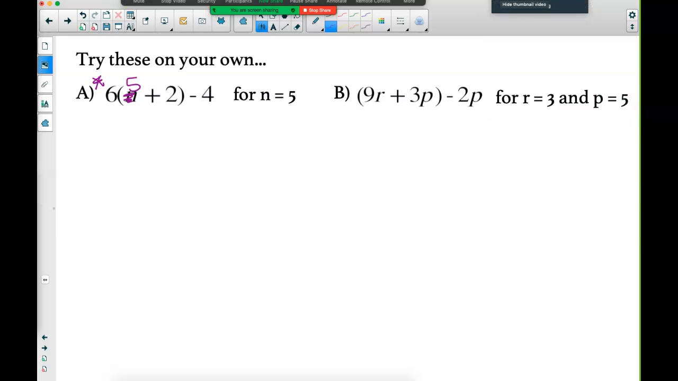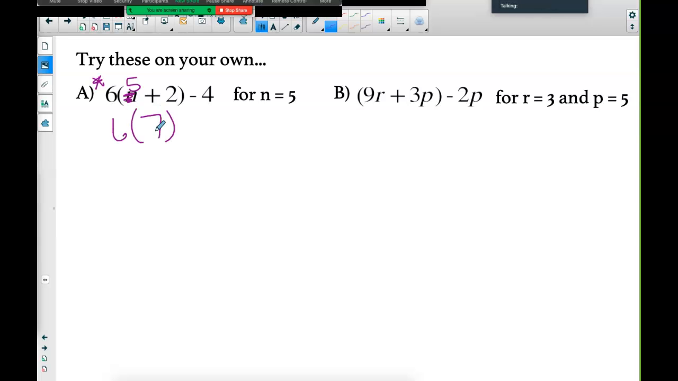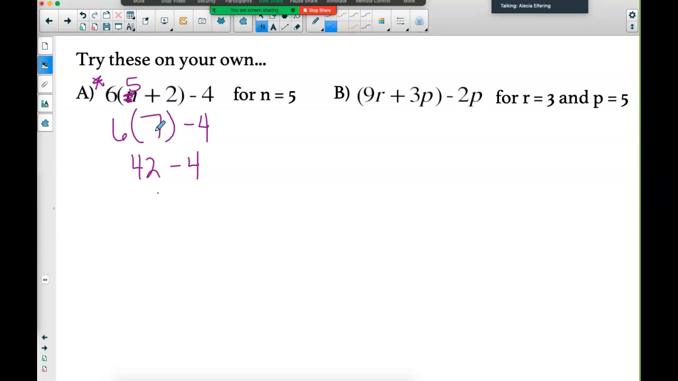What did we get here? Go ahead, Brittany. 38. So we do what's in the parentheses first. 5 plus 2 is 7. What does it mean when the 6 and the 7 are next to each other, but there's parentheses, Brent? Multiply. So 6 times 7 is 42. Minus 4 is 38. Questions there?